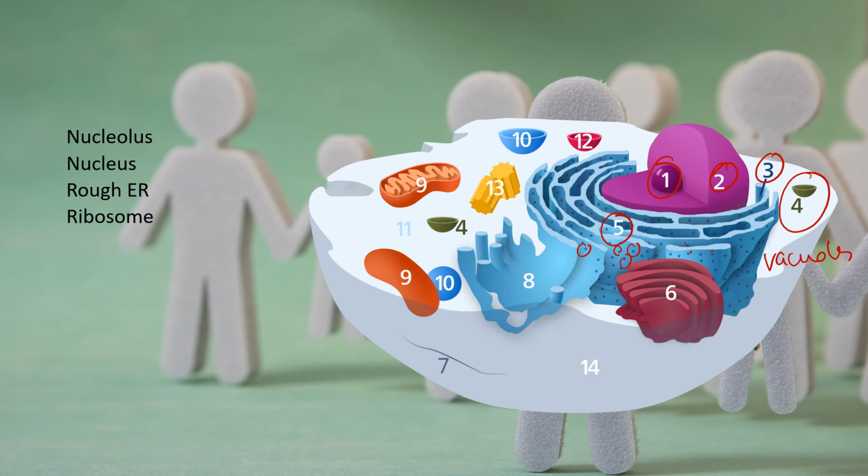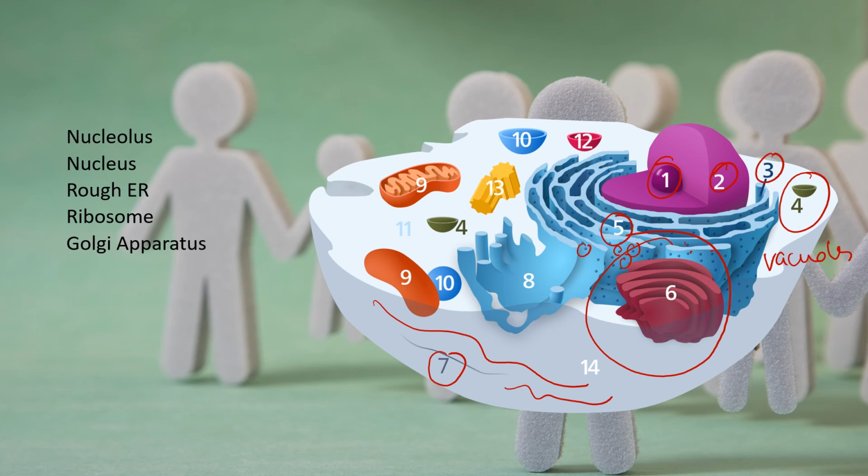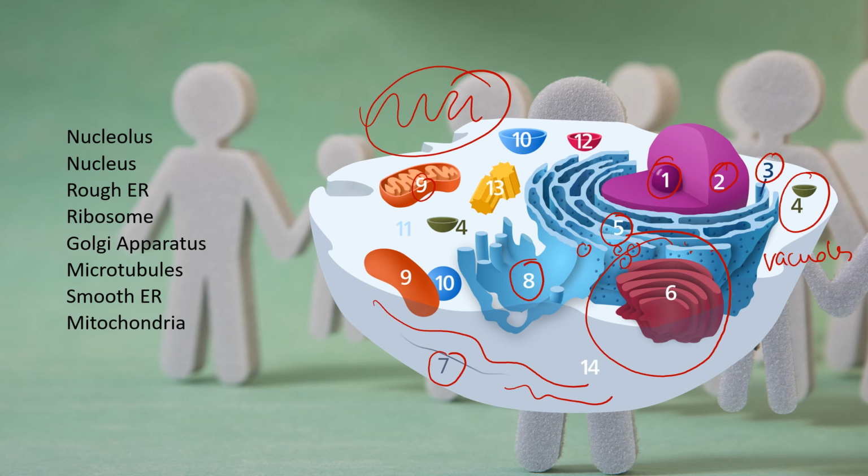Where is 6? What is this one? This is also folded structure, but it's a little away from your nucleus, so it's a Golgi apparatus. What about 7? So 7 is in the outer side like a fiber. So what is this? It's a microtubule which is in the cytoskeleton of the cell. Next, coming to 8, what is this? This is also a network-like structure, but it doesn't have ribosome. It appears smooth. So it's a smooth endoplasmic reticulum. And what is the structure 9? It has got cristae. So it's a mitochondria.